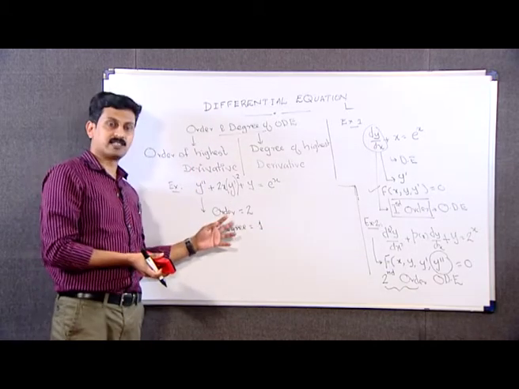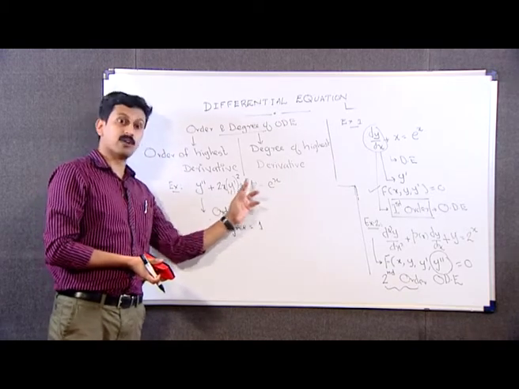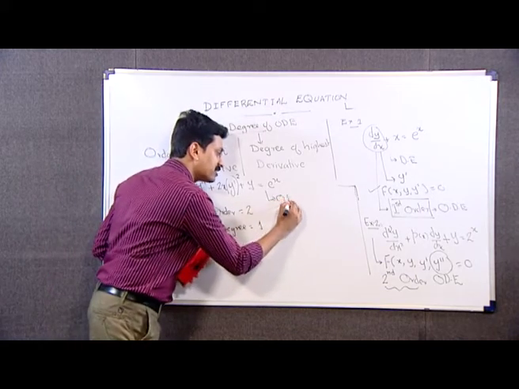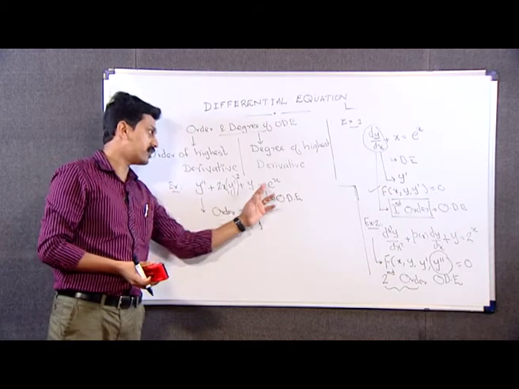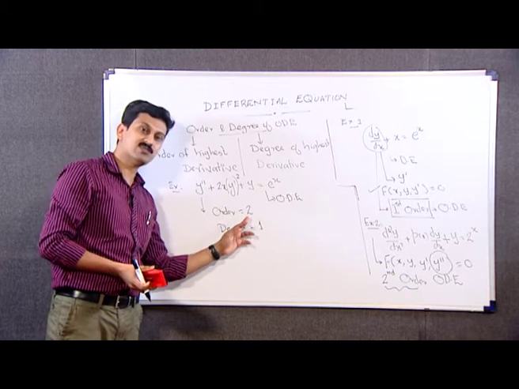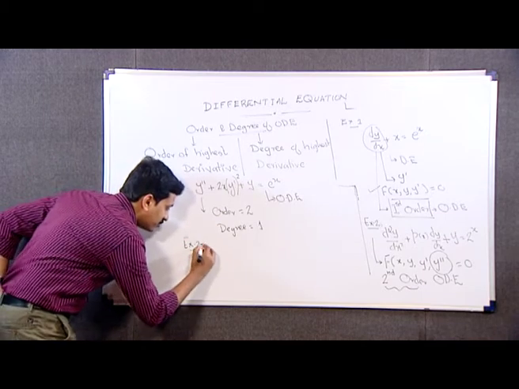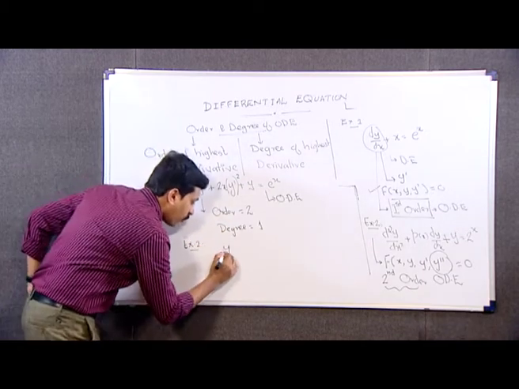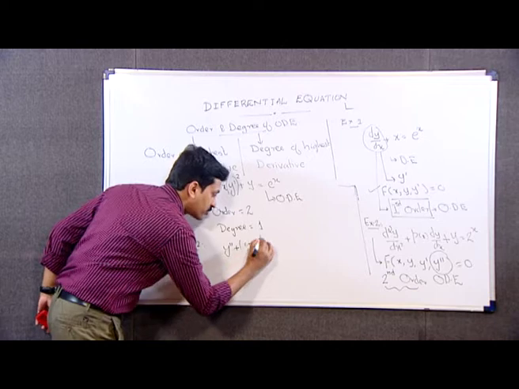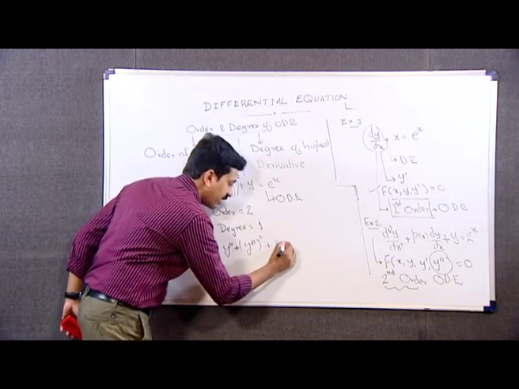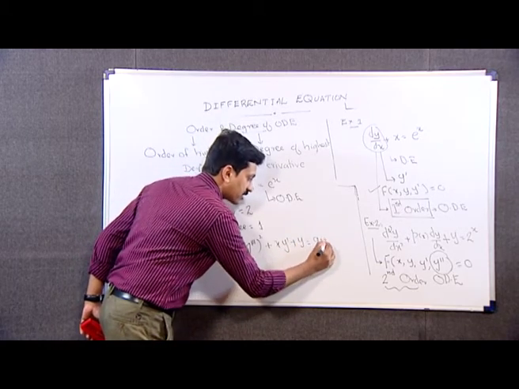So, we can say that in this example, this is a differential equation, and this is an ordinary differential equation. We are always discussing ODE. This is an ordinary differential equation of order 2 and degree 1. We can come to another example. Example 2: y double dash plus y triple dash whole square plus xy dash plus y equal to g of x, some function in x.